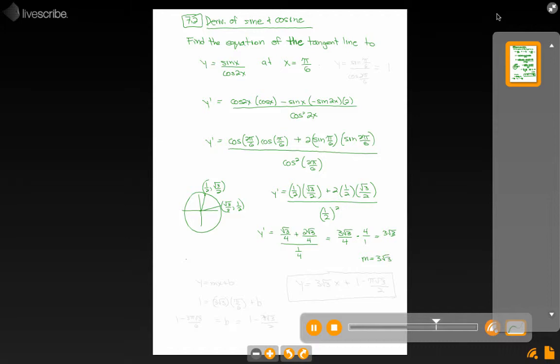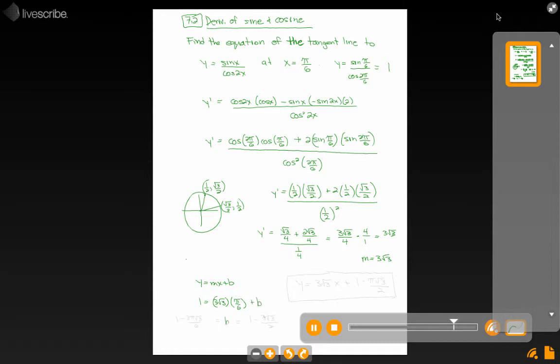All I need is a slope and a point to be able to do my y equals mx plus b. And I have m and I have x. I need to go all the way back up to the top here to say, well, y equals sine of pi over 6 divided by cosine of 2 pi over 6. And what you should discover, hopefully, is that that equals 1. You've got half divided by half. So here I've got 1 equals 3 root 3 times pi over 6 plus b.